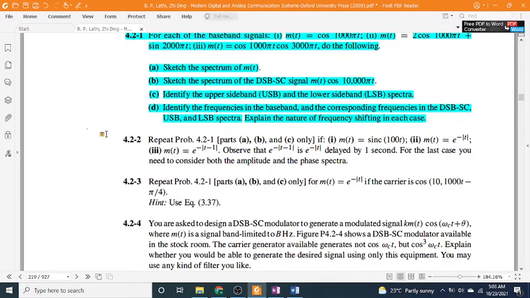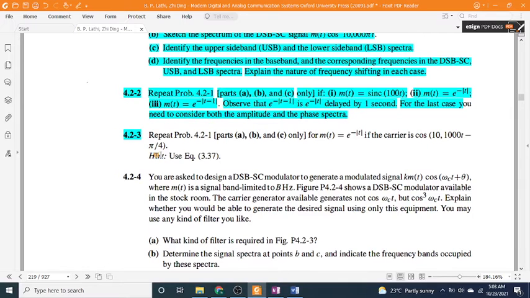Problem 4.2-2: repeat Problem 4.2-1, parts A, B, and C, only if m(t) = sin... and m(t) = e^{-t}... Observe that e^{-(t-1)} is e^{-t} delayed by 1 second. For the last case you need to consider both the amplitude and the phase spectra.